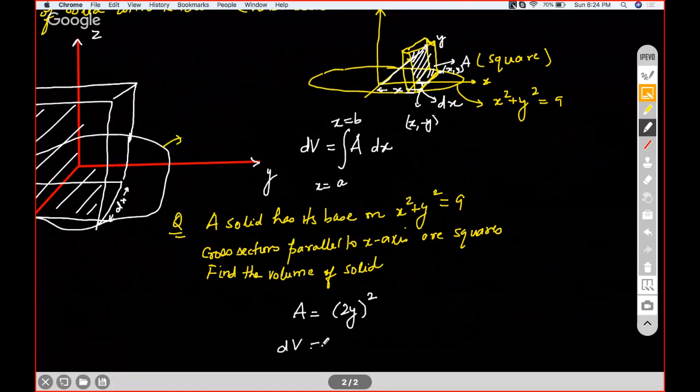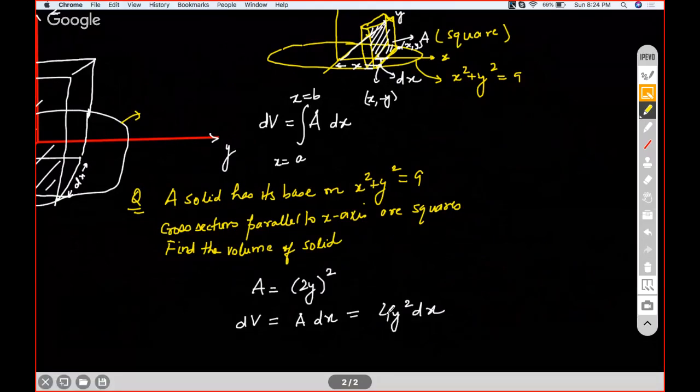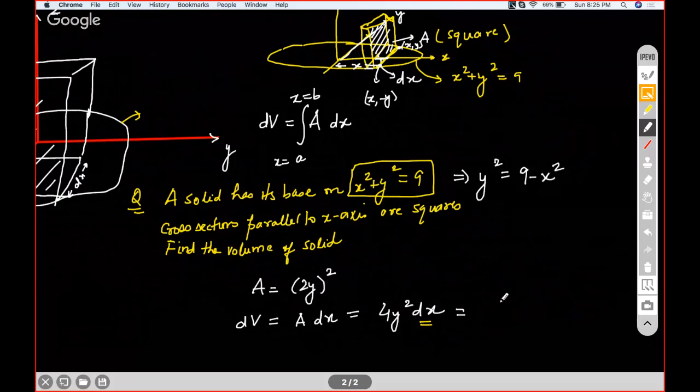So can I say the differential volume would be a dx, that is 4y square dx? Yeah. Okay. So that would be the volume void, or you can say a small kind of matchbox, which you must have seen. Now here we know that since we are integrating with respect to x and I have a y over here, and x and y are connected by this relation, you can change y square as 9 minus x square. So I will write it as 4 times 9 minus x square dx.